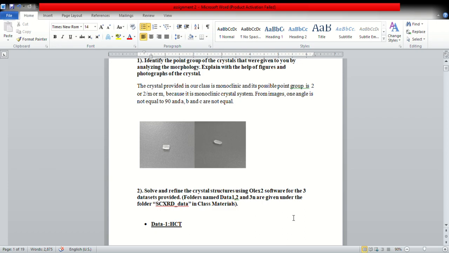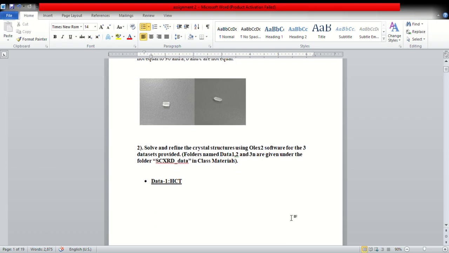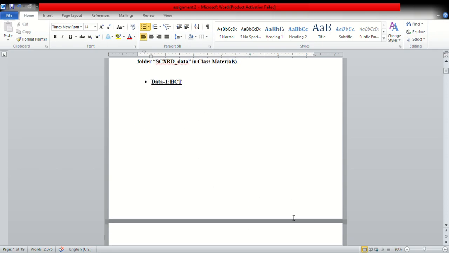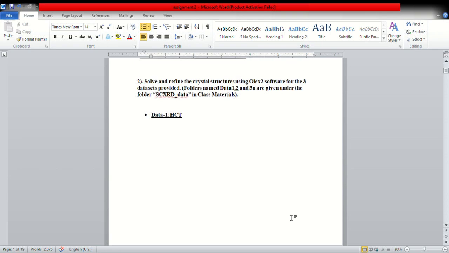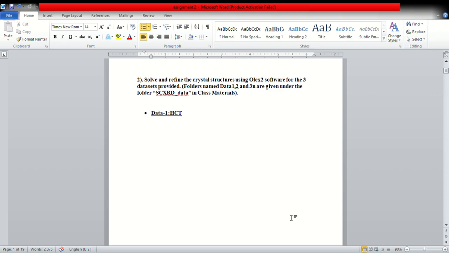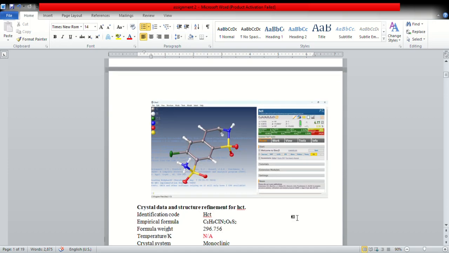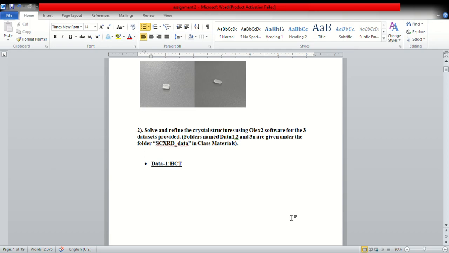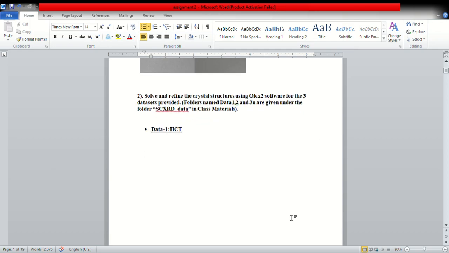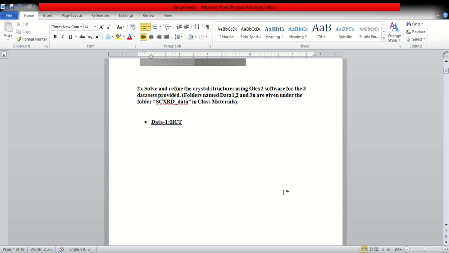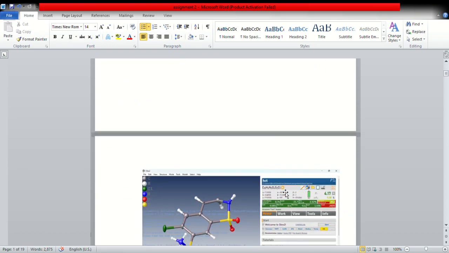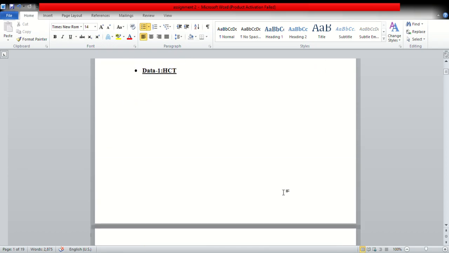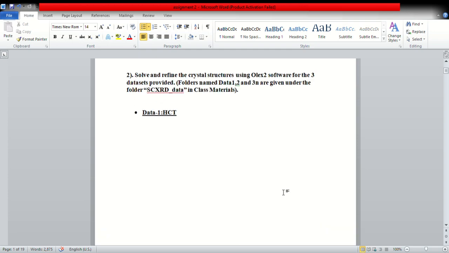Now in the second question, we were provided three folders named data 1, 2 and 3 under the folder SCXRD data in class materials. We were asked to solve these structures from the folders using INS files and also by using the OLEX2 software. We have solved these structures from the folders correspondingly.